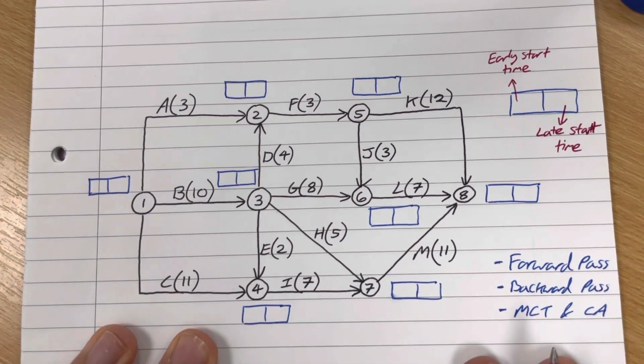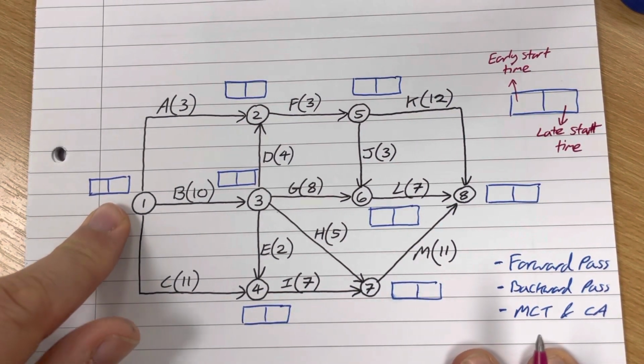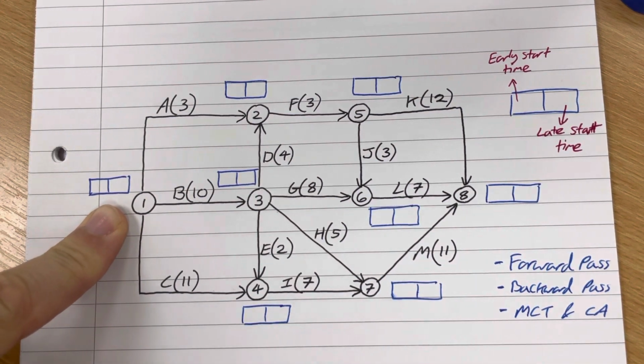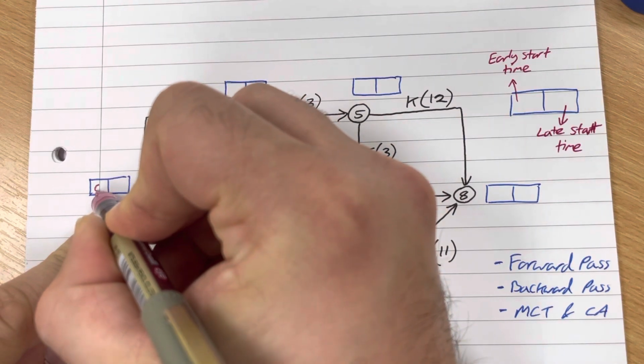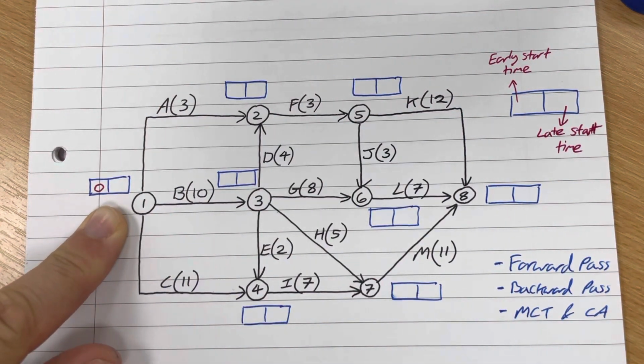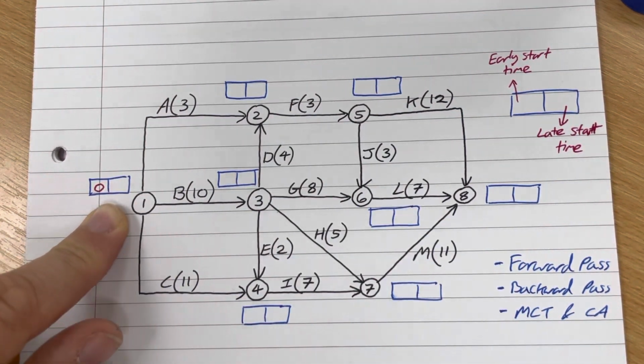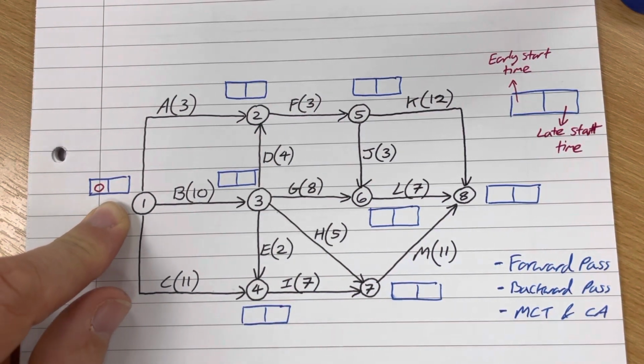Okay, so what we're going to do is first of all locate the start node, which in this case is node number 1. And to start critical path analysis, we're going to put a 0 in the early start time box. That essentially means we are going to start our project at day 0.